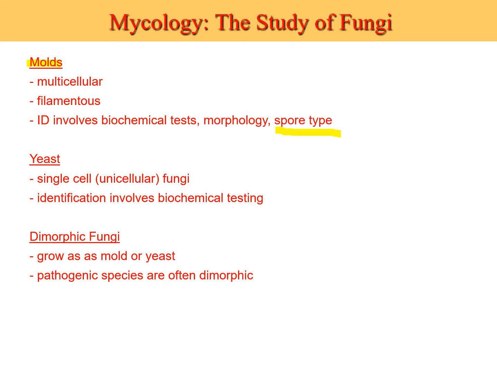The yeasts are single-celled fungi, and their identification involves biochemical testing alone. And then there's a group that grow as mold or yeast. They are dimorphic fungi. They can grow either as a mold, the multicellular phase, or a yeast, the single-cell phase. And in fact, most pathogenic species are dimorphic fungi.